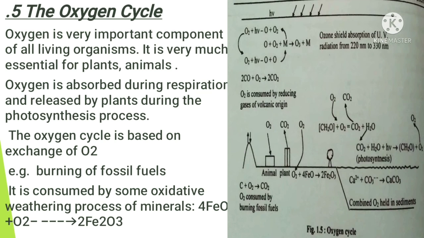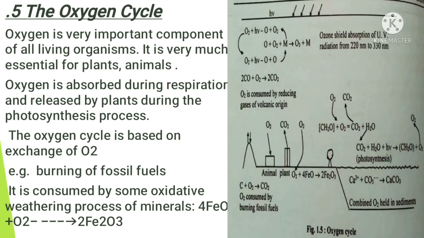It is very much essential for plants, animals and all human beings for aerobic respiration. Plants, animals and humans require oxygen for the respiration process. Again, for enzymatic oxidation of organic food which sustains growth and general metabolism, oxygen is very much important. Oxygen is absorbed during respiration and released by plants during the photosynthesis process. So what is the oxygen cycle and how is it working?